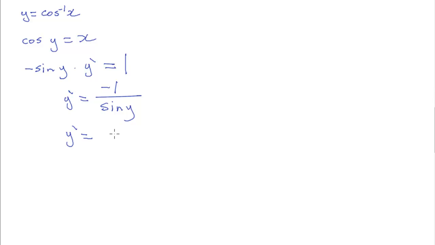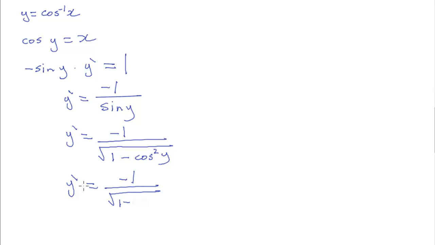Sine y, we can use the same substitution as last time, except this time it's the square root of 1 minus cosine squared. And again, same as before, cosine y is x, so we can replace cosine y with x. And we finish the proof, which says the derivative of cosine inverse is negative 1 over root 1 minus x squared. And so there's your next rule. The derivative of cosine inverse is here.